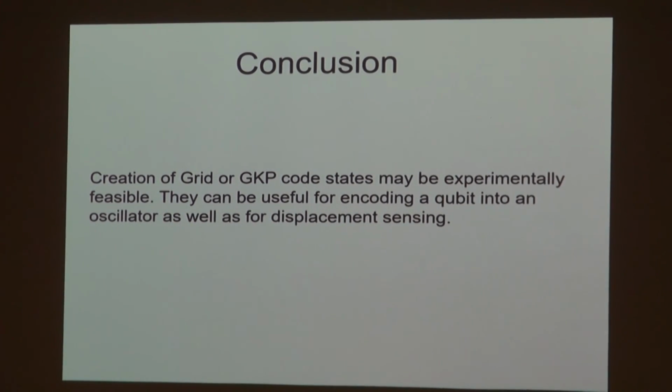Okay, so what I hope is that this grid state or modifications thereof, which are the eigenstates of P and Q, maybe you can also do something with photon number and phase. There are some discussions about that. I hope that they may be experimentally feasible. I think this will be very challenging. And maybe there are even applications of interest for displacement sensing.